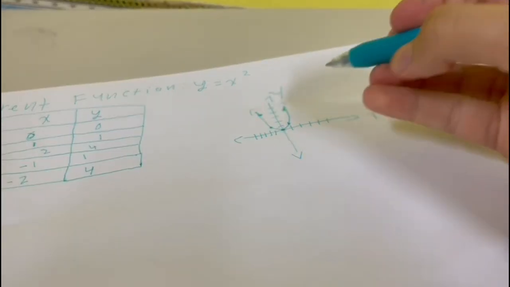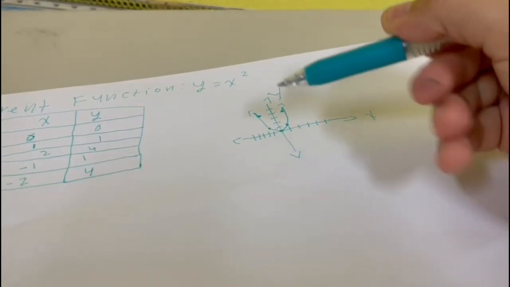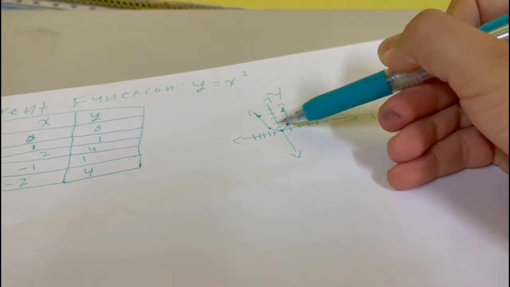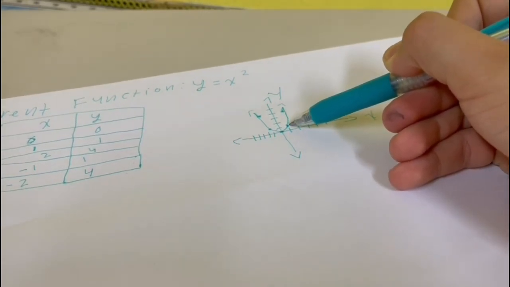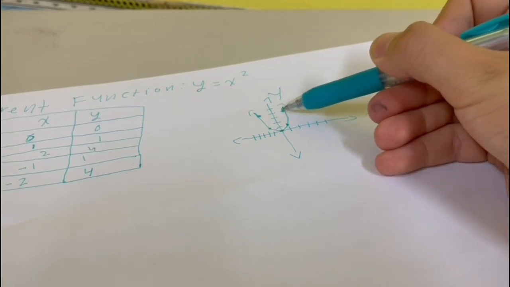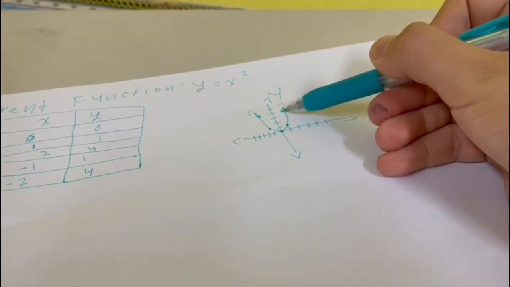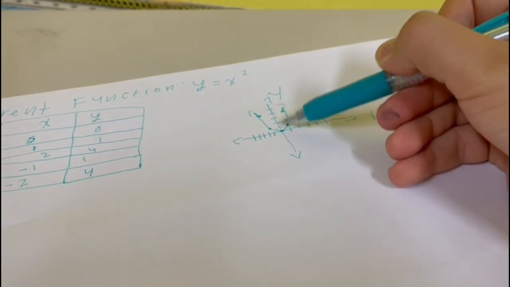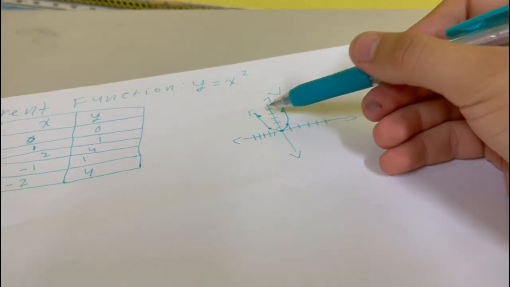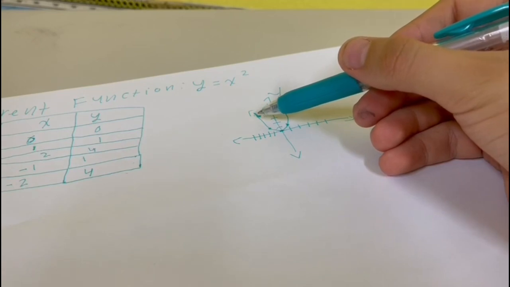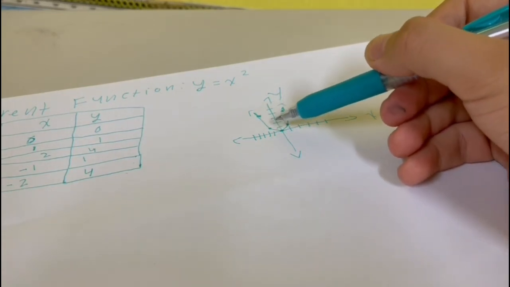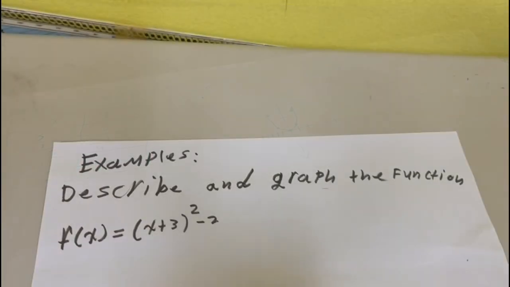Here the points are 0, 1, the x is 1 and the y is 1, and we go 3 units up, 1, 2, 3, and 2 and 4, 3, 4. We go 1 square here to reflect the point here. And then we graph the parent function.